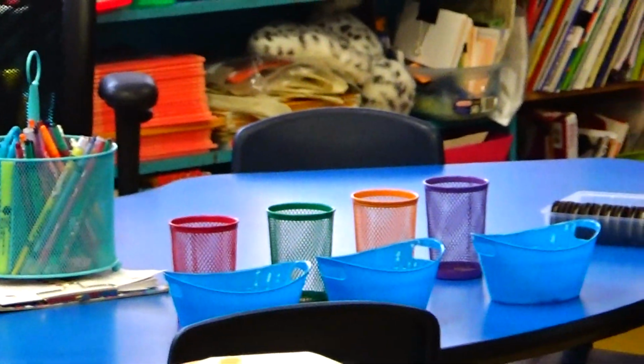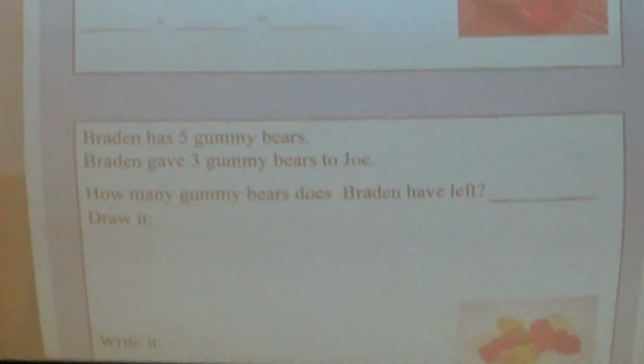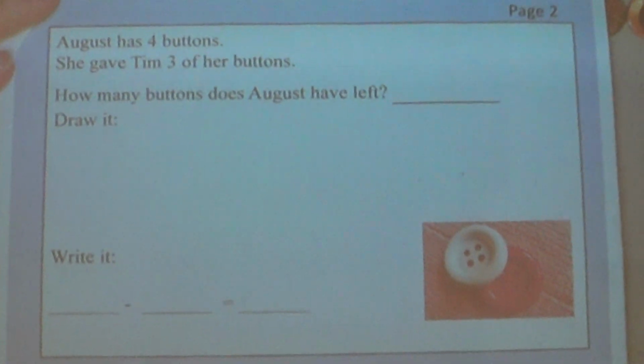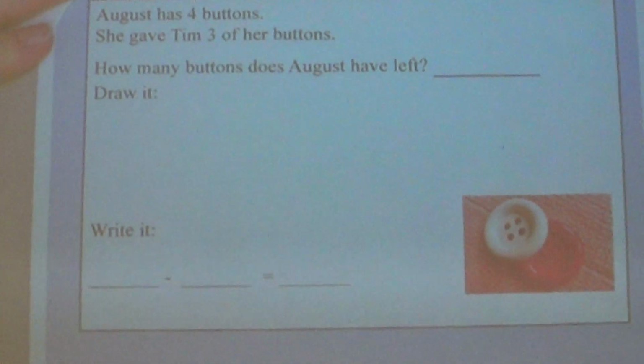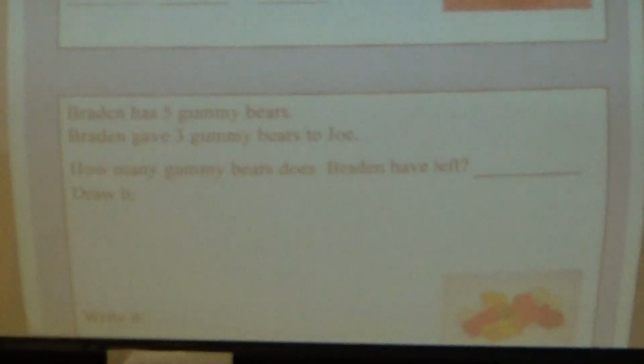Next, we have subtraction questions. August has 4 buttons. She gave Tim 3 of her buttons. How many does she have left? Make sure you underline everything. Make sure you circle everything that you don't know. You need to make sure you underline and circle so you don't mess up the problems.